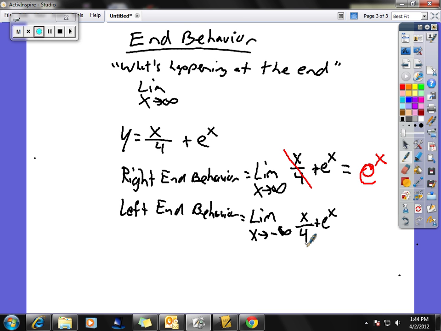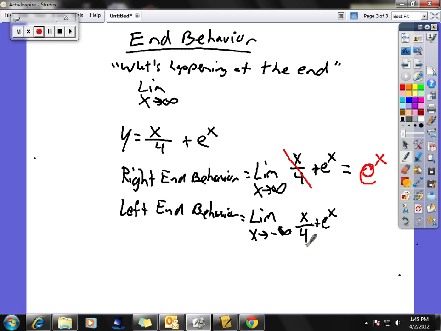Okay. Now, as x approaches negative infinity, which one of these is going to matter more? X over 4 or e to the x? Yeah, how do you know that? Why does e to the x not matter anymore? If x is negative infinity, e to the negative infinity, we can call that what? 1 over e to the infinity, which we can call 0. If you have 1 over infinity, that's 0. 1 over e to the infinity is 0.